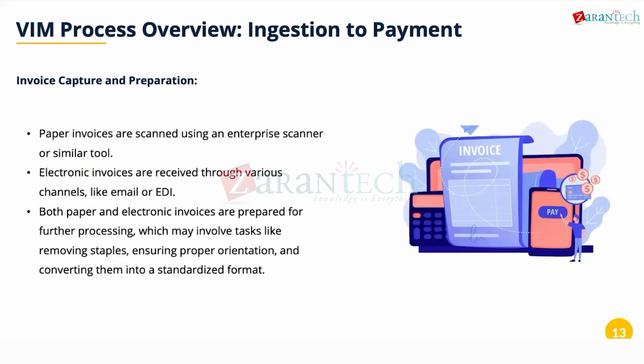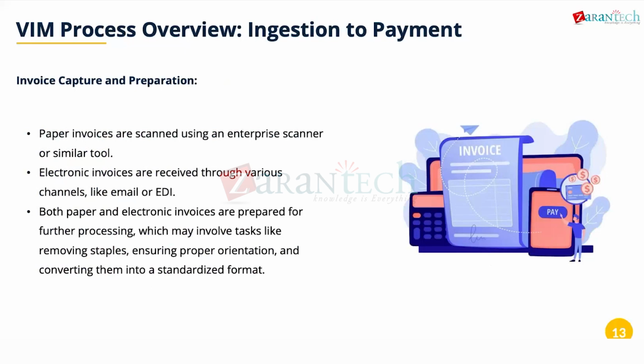And the next piece of the solution is invoice capture and preparation. Once you ingest the document, there can be different channels, as on the previous slide, like email channel, paper invoice, IDocs, or Ariba, or any kind of thing. Once that is done, the next step for the VIM solution is capture and preparation. So here they're saying paper invoices are scanned using an enterprise scanner or a similar tool.